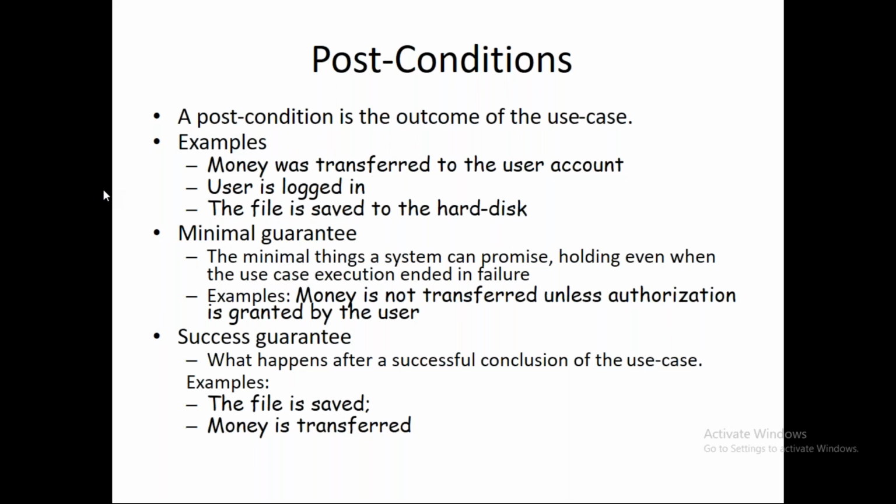So that is when we define the post condition as a minimal guarantee condition, where the system should be taking you to this particular screen for the authorization process. That is an example of a minimal guarantee case. Then the success guarantee case: obviously if you are successfully doing the transaction, whatever is defined under the use case, what is the expected outcome? If you're trying to save the file, it should be saved. If you're trying to transfer the funds, money should be transferred to the user account.